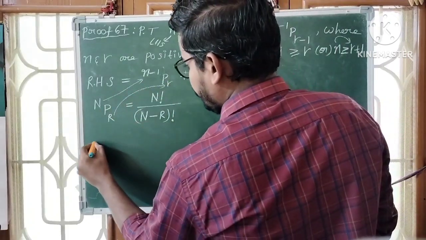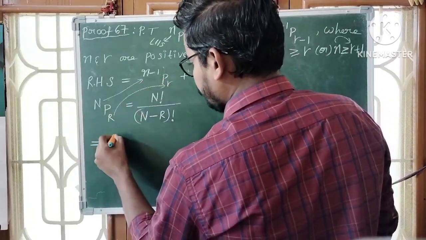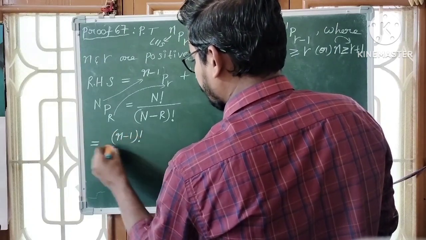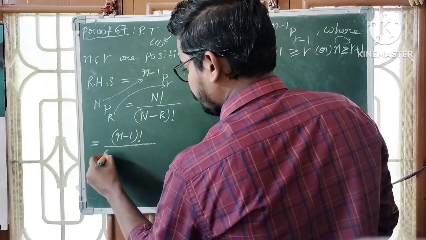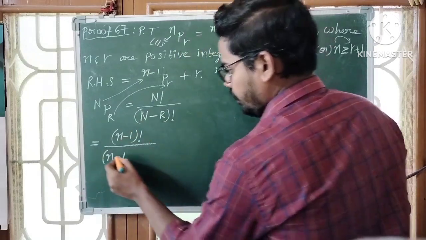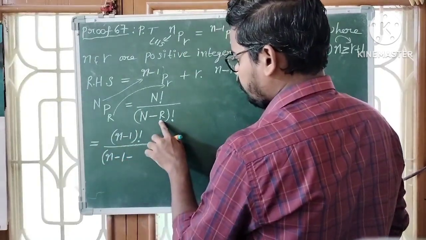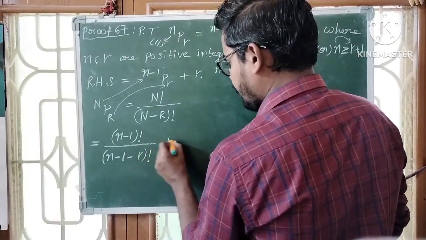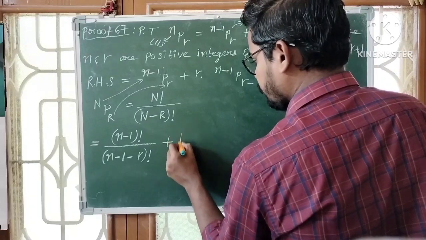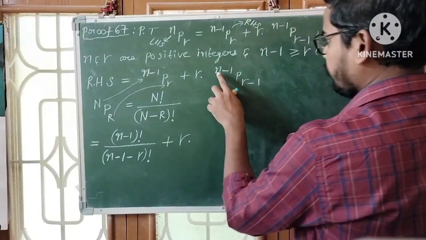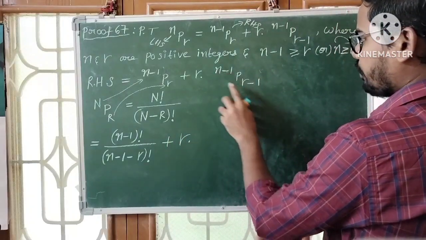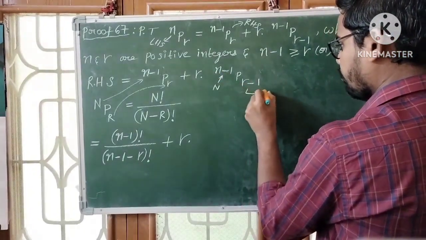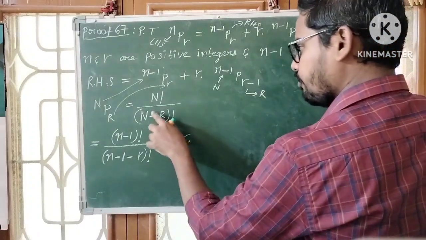Now n minus 1 Pr is equal to n minus 1 factorial by n minus 1 minus r factorial, where r is small r, plus r into again n minus 1 Pr minus 1. Here what is the value of capital N? n minus 1. What is the value of capital R? r minus 1. Use the same formula.